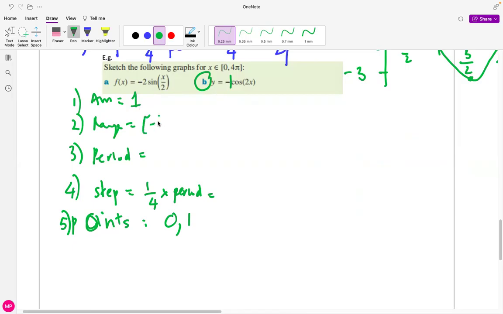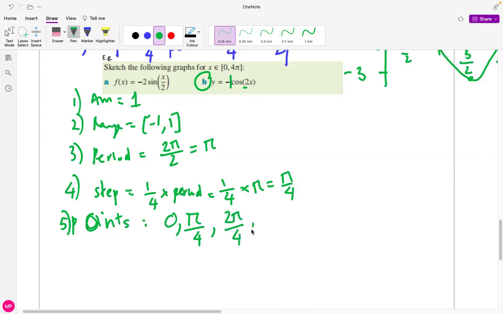The range is -1 to 1. The period is 2 pi over n, and n is 2, which gives pi. A quarter of a period is 1/4 times a period. So 1/4 times pi is pi/4. So the points you have, you start with 0, and then you go by pi/4 each time. So 0, pi/4, pi/4 plus pi/4 is 2 pi/4, and then 3 pi/4, 4 pi/4, which is 1 pi.